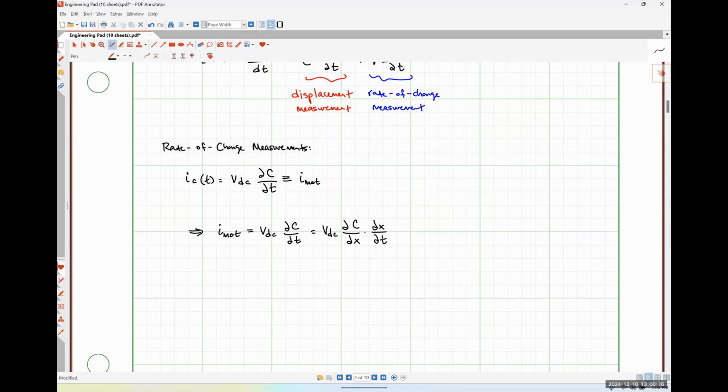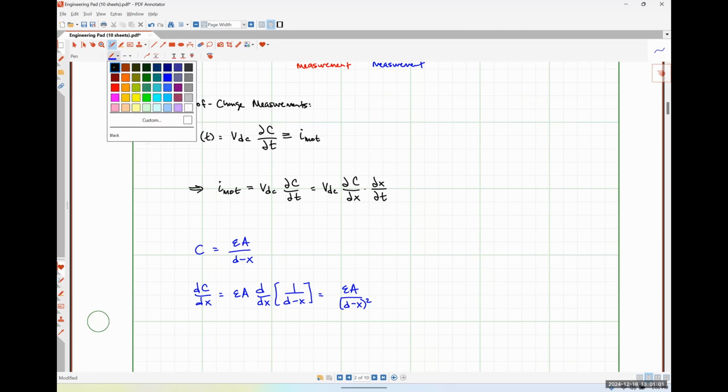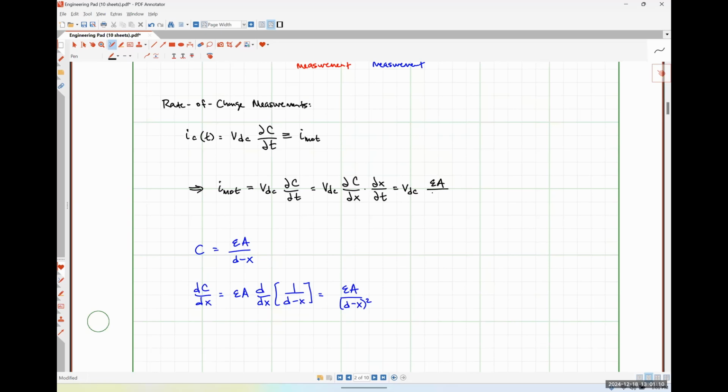So for our parallel plate capacitor, just as a quick aside, we know that C is epsilon A over, let's say, d minus x, right? So dC by dx is epsilon A times the derivative of 1 over d minus x, where the derivative of 1 over d minus x with respect to x is just 1 over d minus x quantity squared. So this is going to come out to be epsilon A over d minus x quantity squared. So I can substitute that in up here. So I'd have VDC times epsilon A over d minus x quantity squared times the derivative of x with respect to time.